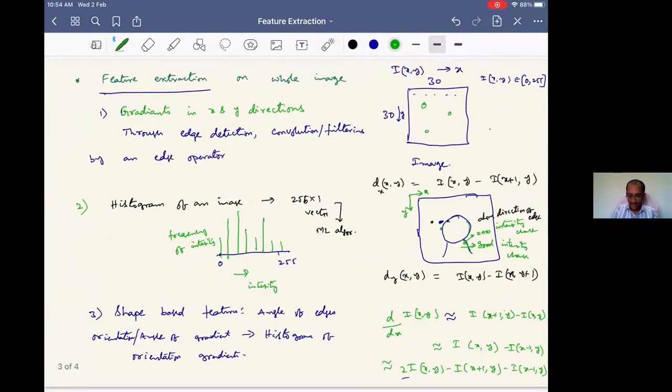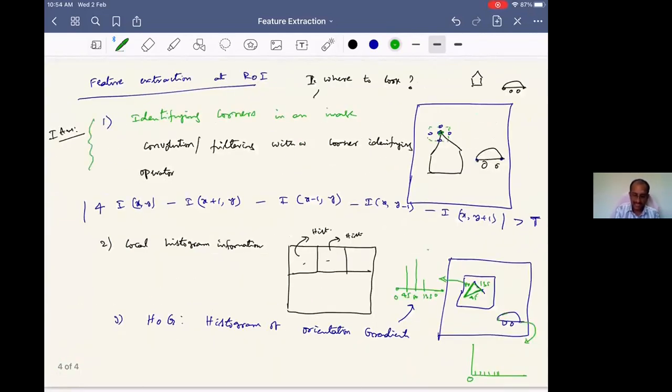Along with this, as I mentioned, the gradient information, the corner information, and any uniform region information, these are all done through filtering. So filtering also helps as a good feature extraction.